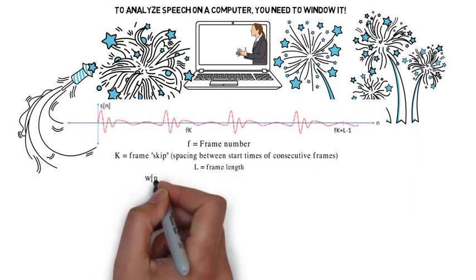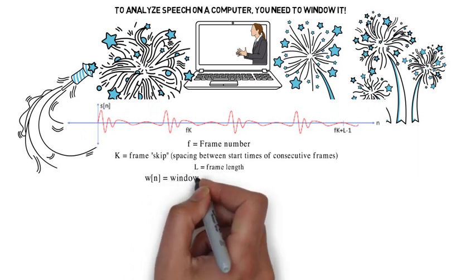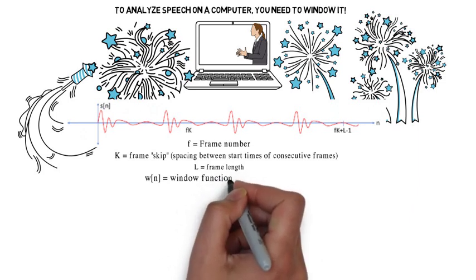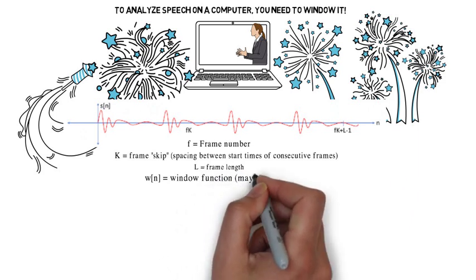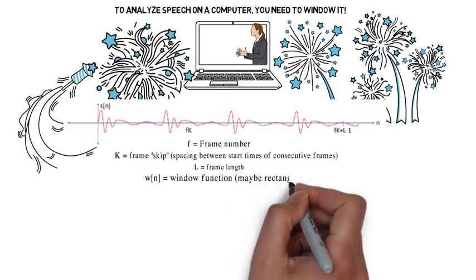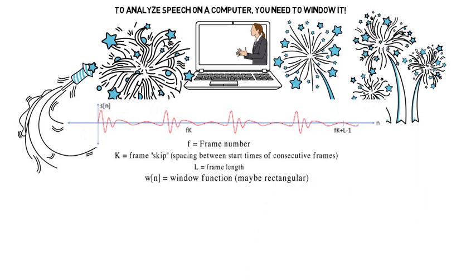And if they're overlapping, then they don't need to be rectangular windowed. In fact, sometimes it's useful to window them with a Hamming window or a Hanning window or some other kind of tapered window. And so we'll define w of n to be the window function. The only one that we've really analyzed so far is the rectangular window, which is all ones for a finite number of samples and all zeros everywhere else. But everything I say today will apply equally well to a Hamming window.